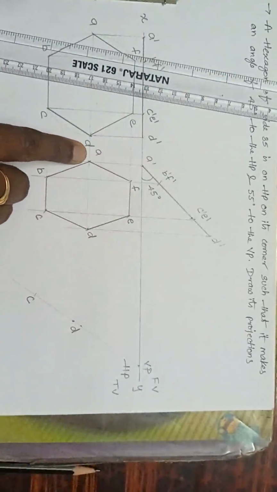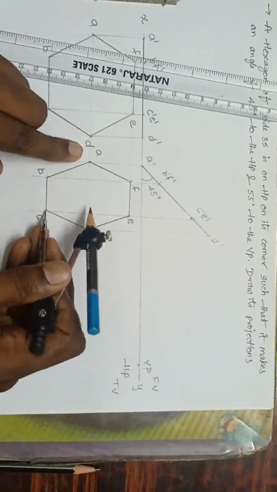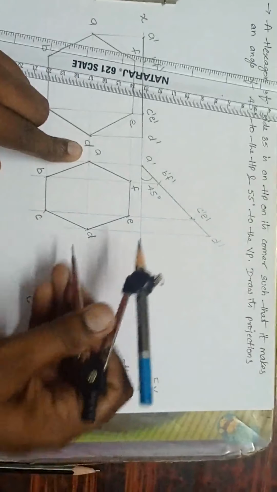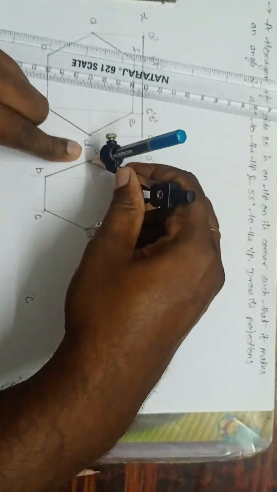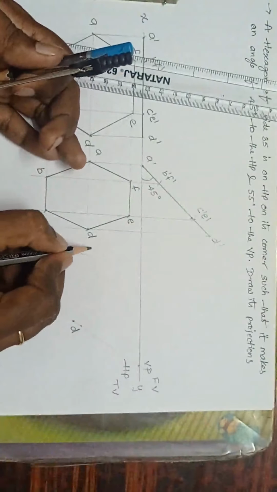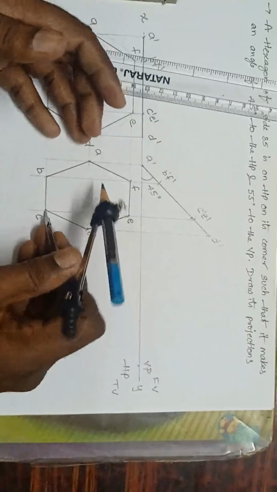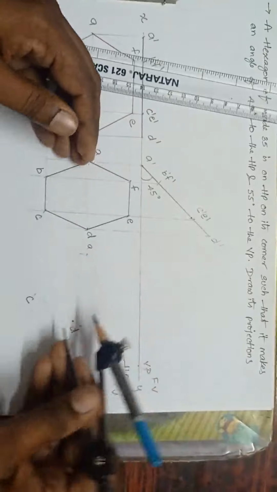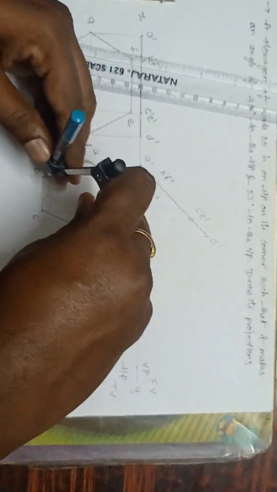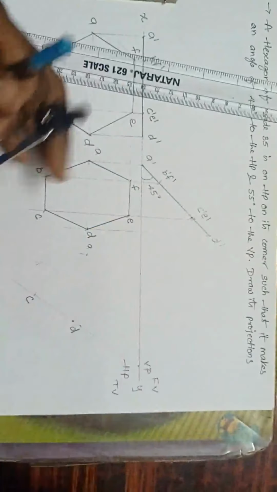Using CD, I have to draw all the points. For example, I have to draw A, using CD, because I have CD here. So take radius CA, C as center, draw an arc. And DA: D as center, cut here. I'll get point A. Fine. I want B. Take radius CB, C as center, draw the curve. Next, take radius DB, D as center, cut here. I'll get B.